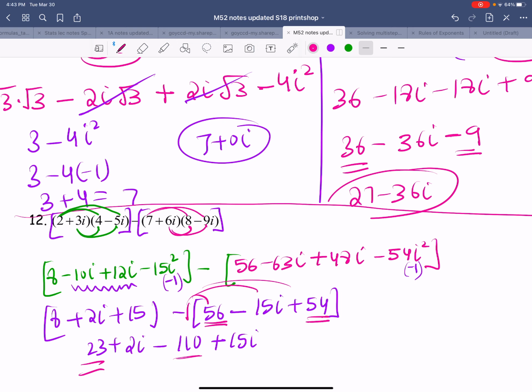23 plus 110 is going to be 133 and plus 17i. 133 plus 17i is all we are left with. Okay, and let's double check if that is correct, because there is a lot going on here.